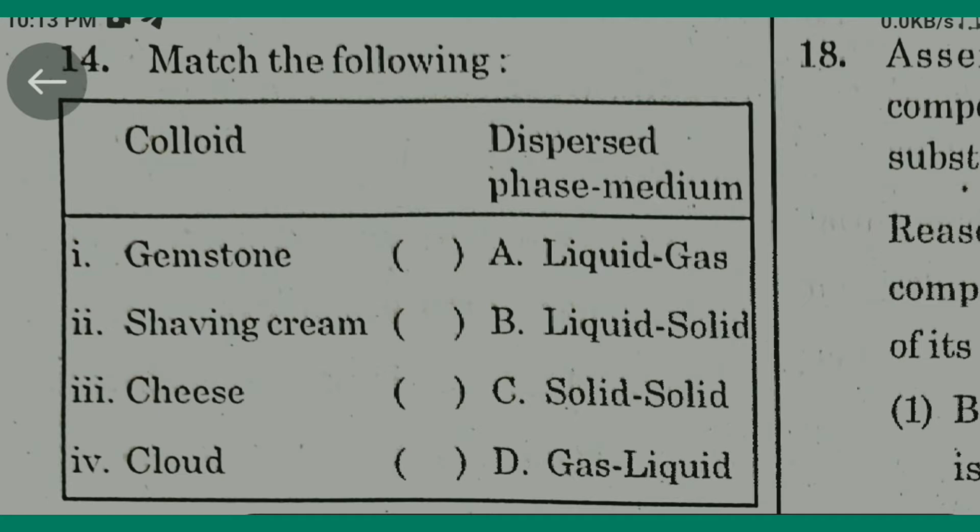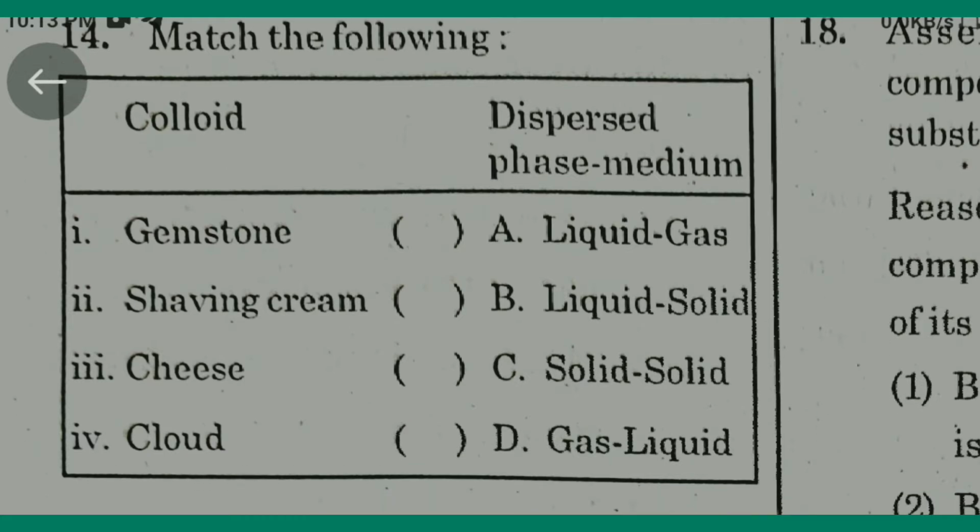So watch the first bit, match the following. Here the four colloid solutions are given, and we have to find what is the dispersed phase and medium in that colloid. In gemstone, the dispersed phase and medium are solid and solid. So the first one is matched with C, solid and solid.